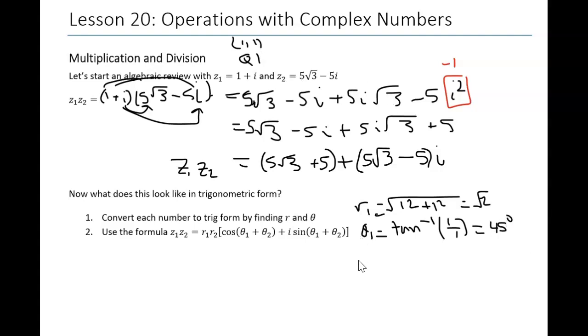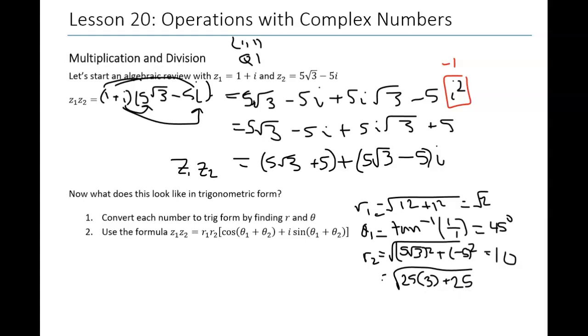Then we have z2. For z2, the magnitude is the square root of 5 rad 3 squared plus negative 5 squared. And I'm actually going to simplify this by hand. It depends on your calculator's capabilities. We do want to leave our answer as exact as possible. So this is the square root of 25 times 3 plus 25, which means it's the square root of 100, which means it's a perfect exact 10. And your calculator should be able to handle that all at once.